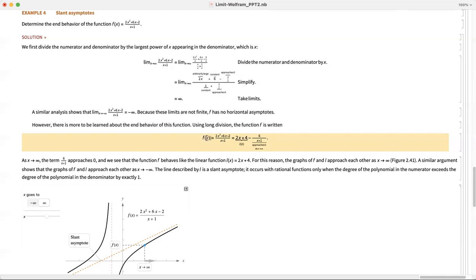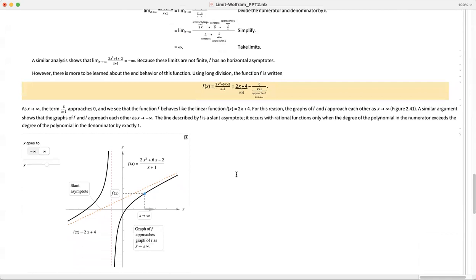Just look at the middle of the scene while x approaches infinity. The behavior of f of x will resemble the behavior of 2x plus 4. So you can see now f of x approaches the graph of 2x plus 4. And as x approaches negative infinity, since 6 over x plus 1 approaches 0, f of x approaches the graph of 2x plus 4.